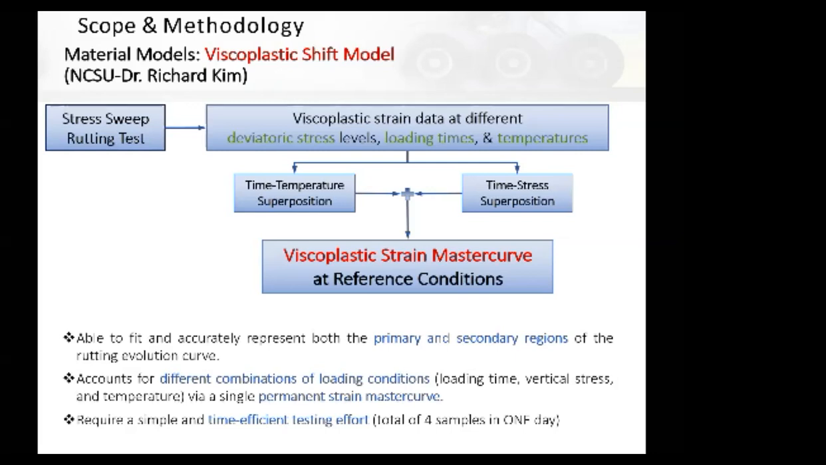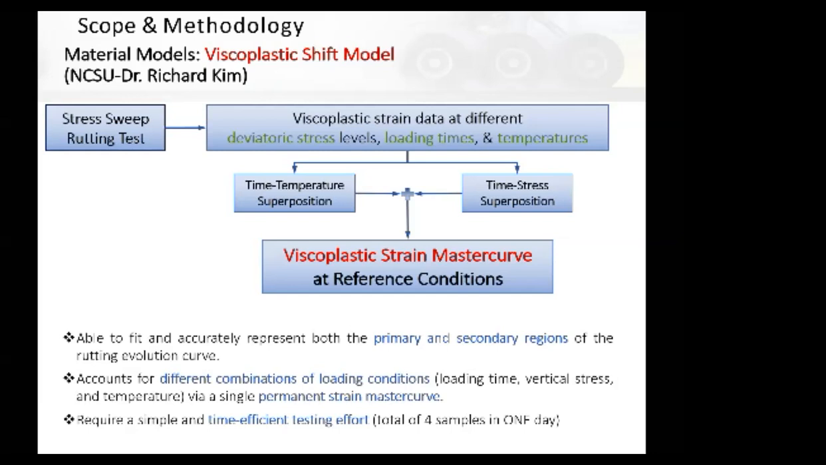That also can be done on the AMPT. It's a pretty simple test. But this test allows you to collect several viscoelastic strain data. And that data includes various deviatoric stresses that you're going to be applying. You're going to be applying various loading times, and you're going to be testing at different temperatures.